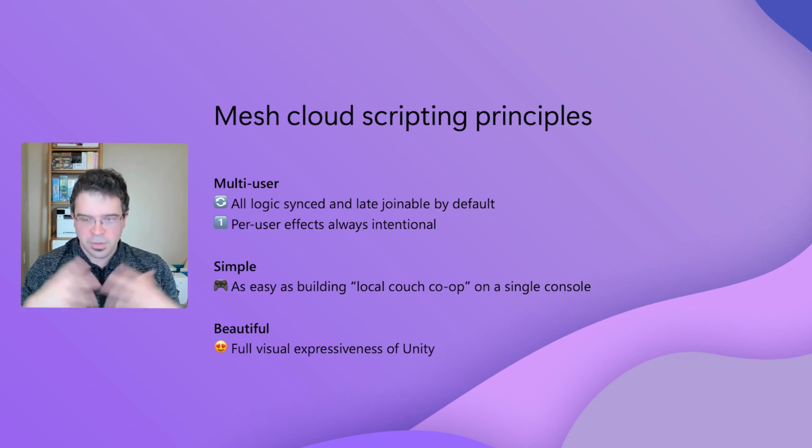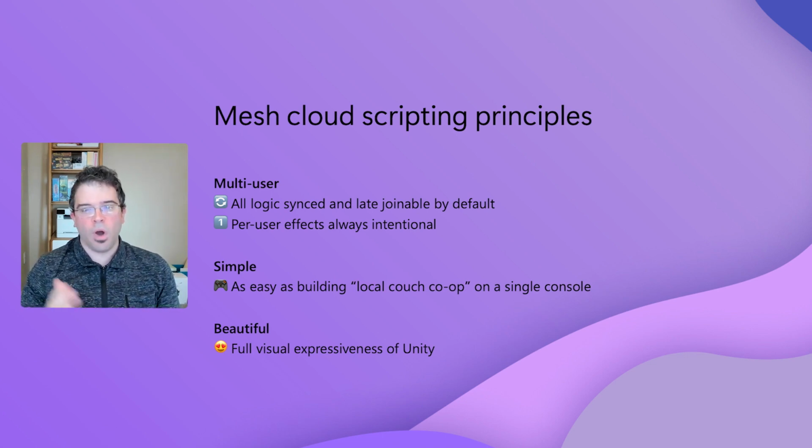We also, as we said, make this as simple as we can for you. The target that we look at is the notion of local couch co-op. We want this to be as straightforward as it would be on a single console when you had multiple inputs coming in. Because you have one common thread of execution running on the server, you don't have to worry about your code running across different machines getting out of sync. Everything will just work across that one common thread you have on your cloud server.